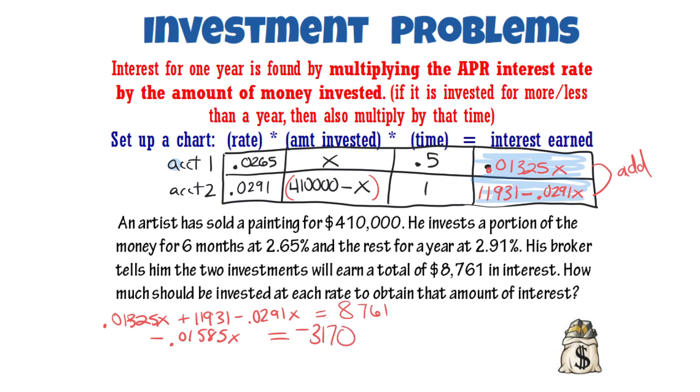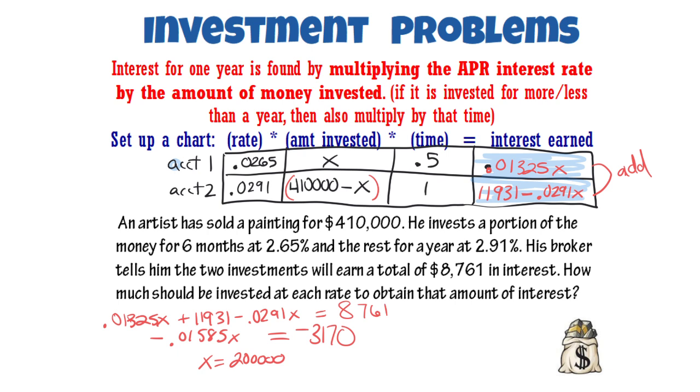And now I just divide. So take that number divided by the negative 0.01585 number. Oh, how pretty is that? Don't expect that to happen. It came out to 200,000.